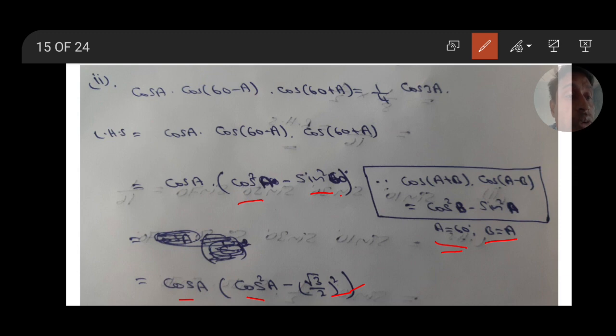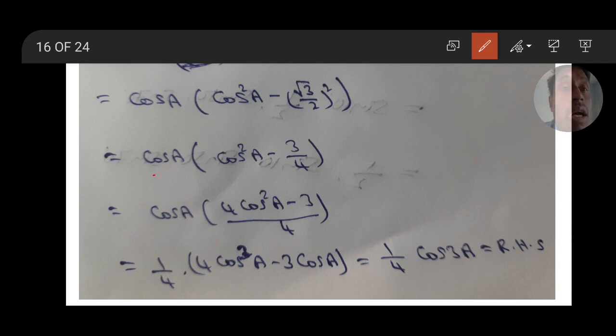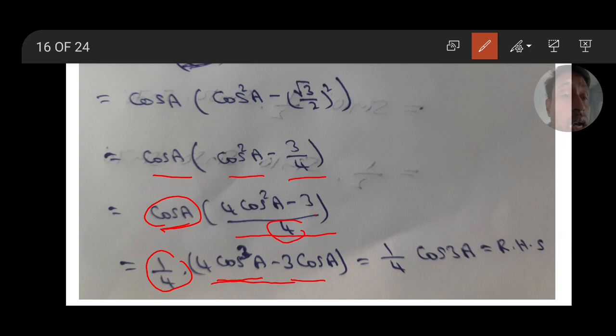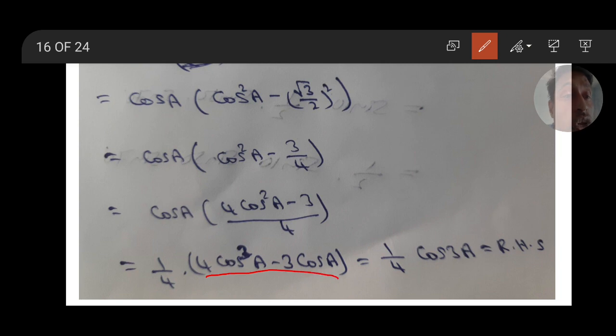Root 3 by 2 whole square means 3 by 4. Okay, that will come: cos a same, cos square a minus 3 by 4. 4 is the LCM, we get cos a as it is, 4 into cos square a minus 3 by 4. This 1 by 4 is outside, multiply with cos a, this 4 into cos square a into cos a, 4 cos cube a minus 3 cos a. The formula for cos 3a is 4 cos cube a minus 3 cos a, that is 1 by 4 into cos 3a, that is RHS.